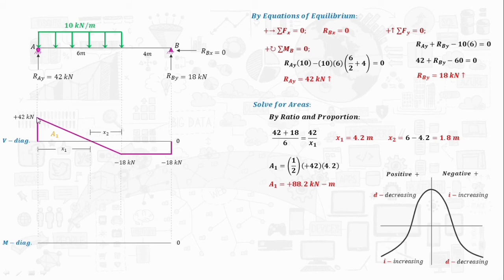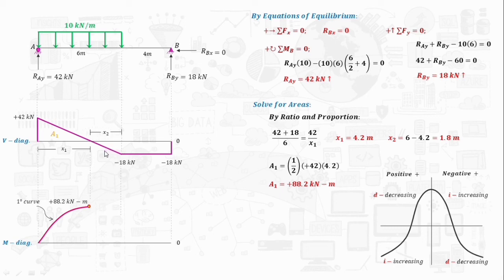So, increasing or decreasing? Decreasing. So, ito yung magiging diagram niya. So, positive kasi nasa taas and decreasing kasi bumababa siya. Tama? So, positive, decreasing. So, from 0, kasi 0 yung moment sa A, tama? So, from 0, papunta ka dito, positive 88.2 kilonewton meter. Next, second degree curve yan siya.